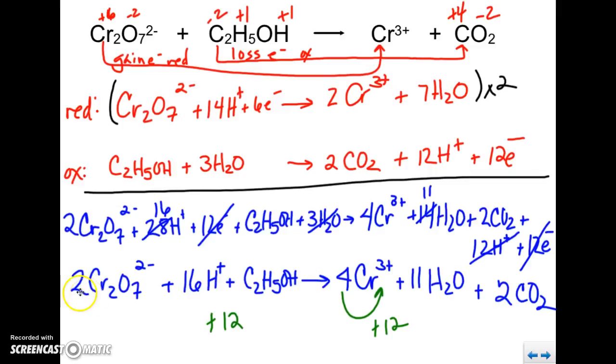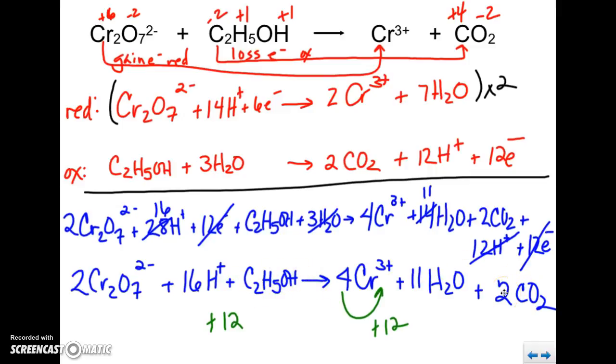Let's check elements first. Here you've got 4 chromes. On this side you have 4 chromes. You have 14 oxygens plus 1 more is 15 oxygens. Here you've got 11 oxygens plus 4 is 15. Here you've got 16, 22 hydrogens. On the product side you have 22 hydrogens. You've got 2 carbons and you've got 2 carbons.